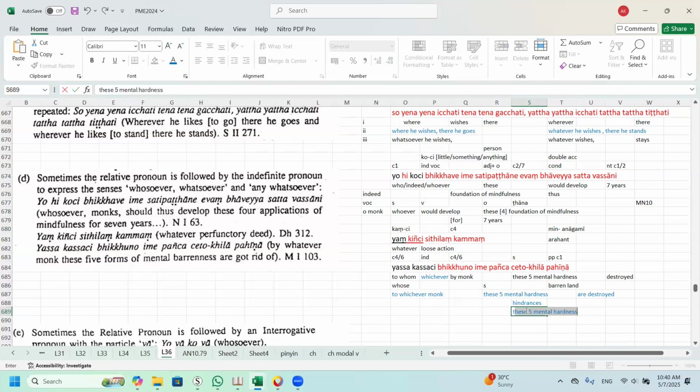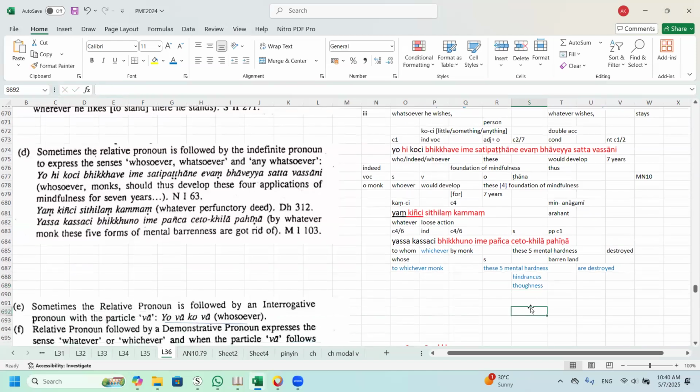Tough, how to spell tough? T-O-U-G-H. Toughness. Correct. Tough. Yes, yes. Yeah.